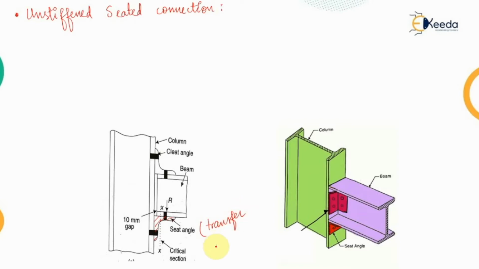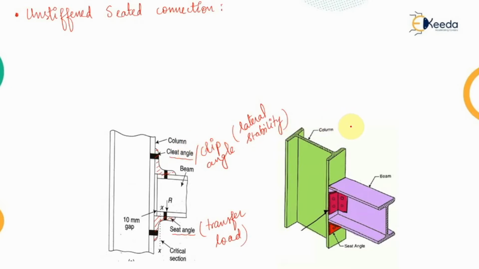That means the type of angle which is used to transfer the load from beam to column is known as the seated angle, and that is provided below the beam in the case of seated connection. While the angle which is provided at the top of the beam flange is known as the cleat angle or the clip angle. Both names are used interchangeably, and its purpose is to provide lateral stability to the beam. That means the beam will not buckle, and there will not be a torsional movement of the beam.